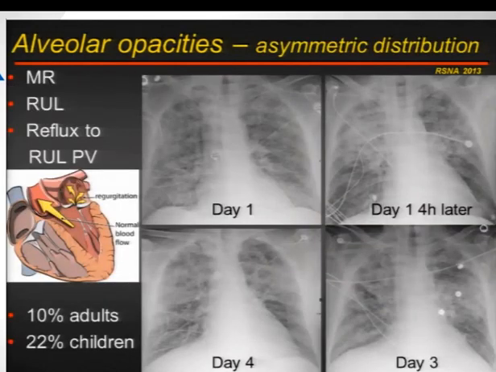They also can be asymmetric, like in a patient with mitral regurgitation, where due to the reflux of the blood through the mitral valve into the right upper pulmonary vein, the opacity will involve in asymmetric fashion the right upper lobe. It can be seen in up to 10% of adults and is much more frequent in children.